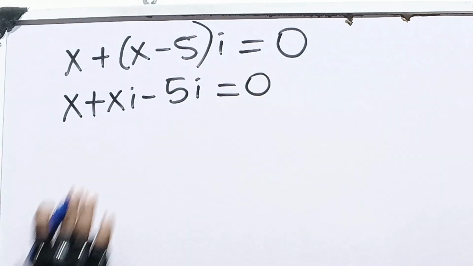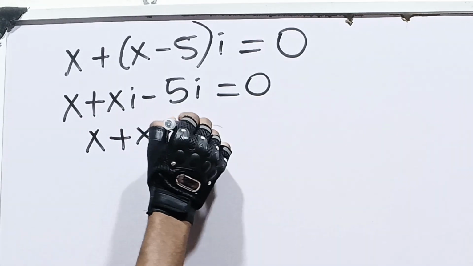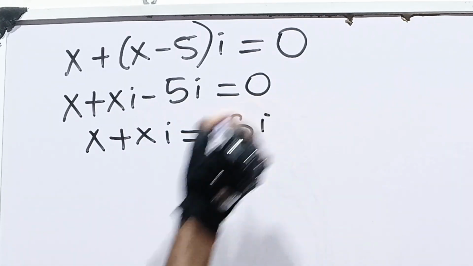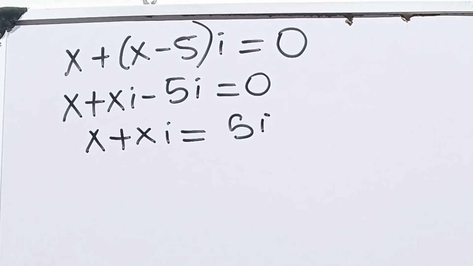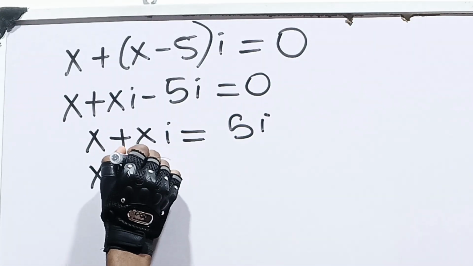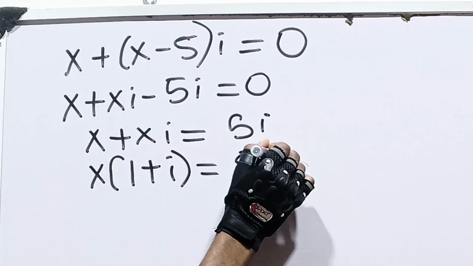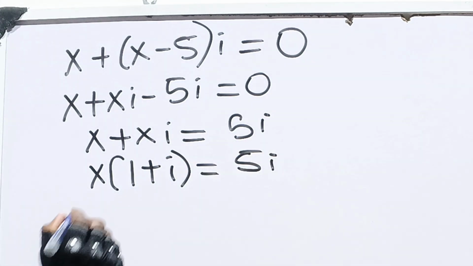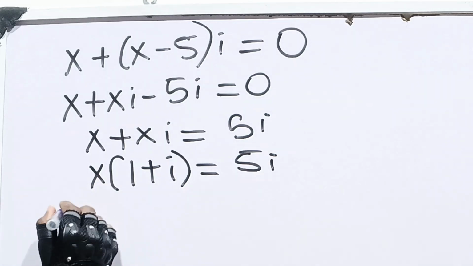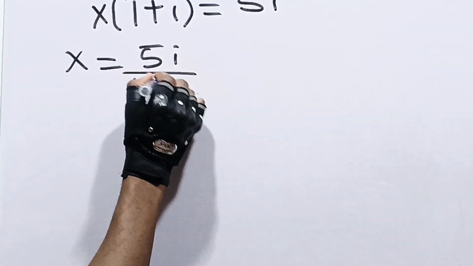Okay. Now we can push this to this side, so we have that x plus xi is equal to 5i, because it goes positive when it crosses the equal sign. Now we have that x factored out, this will remain 1 plus i is equal to 5i. Now, dividing both sides by 1 plus i, we have that our x will become equal to 5i divided by 1 plus i.